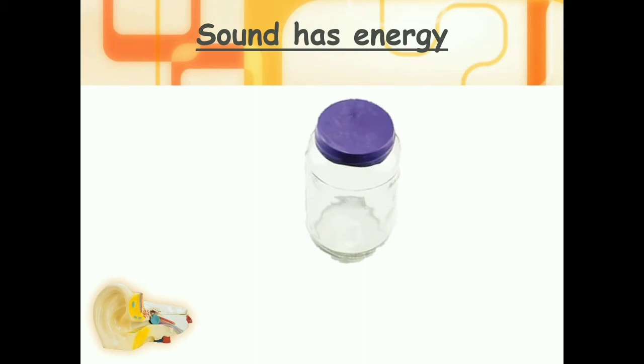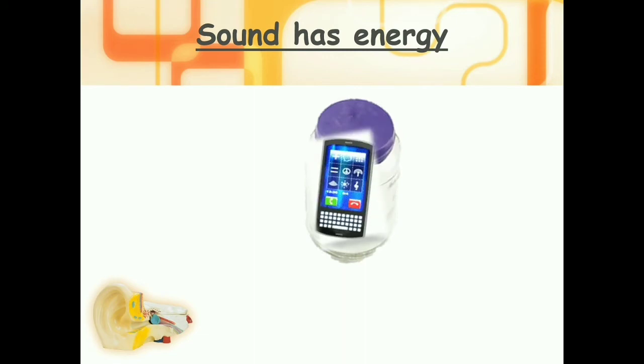So take a plastic bottle, place a mobile phone in it and cover it with the balloon, and tightly hold it with the rubber band. Then try to give a ring or play songs on the mobile. Keep some sand particles or sugar particles on that.